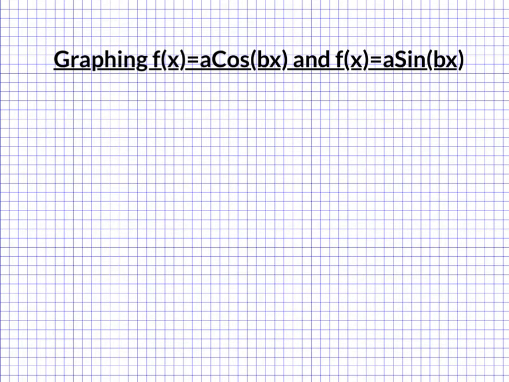Hi everyone, in today's lesson we're going to graph y equals a cos bx and y equals a sine bx. So we're graphing two basic trig functions without vertical shifts. So let's try our first example.